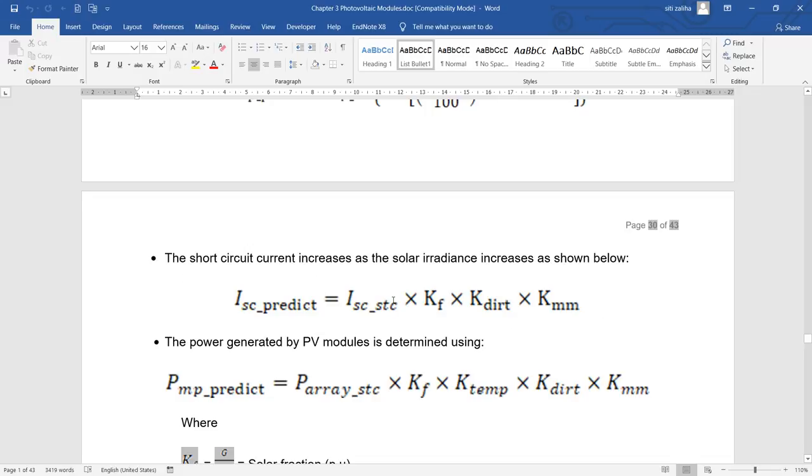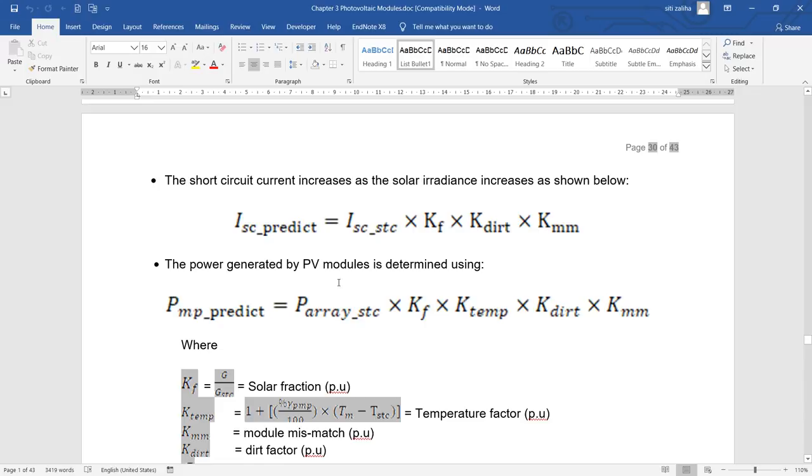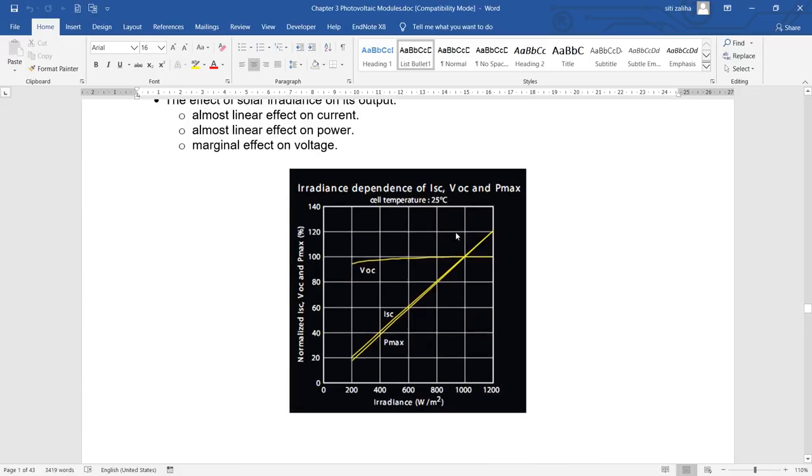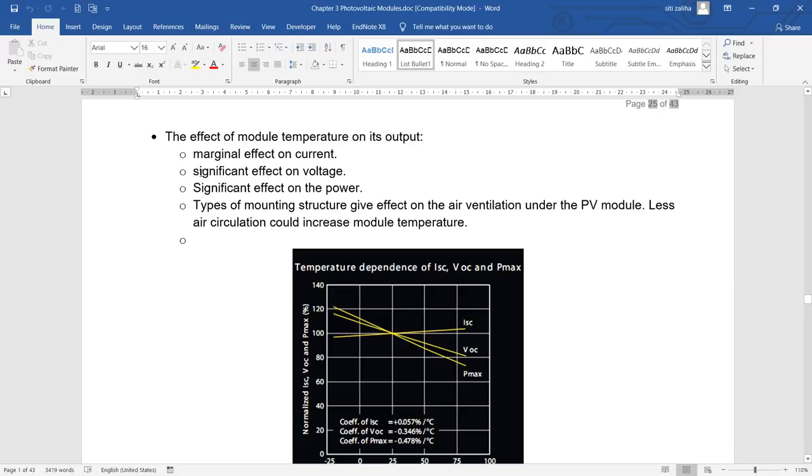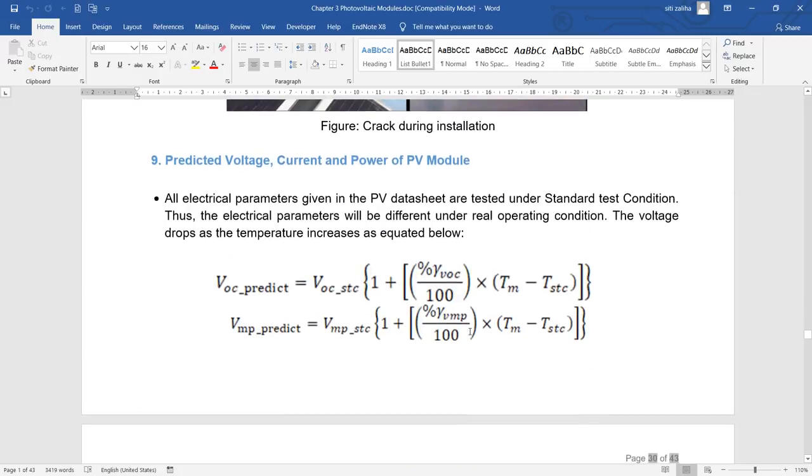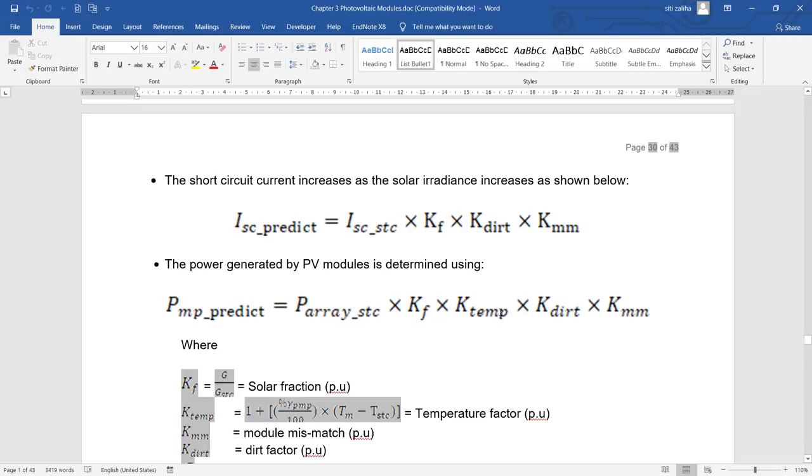So why in this equation don't we have the temperature factor? If you compare to the equation for power generated by PV module, PMP predict equals P array STC multiplied with the same losses, KF, K dirt, and mismatch factor for the power, but here we have the temperature factor. This is because when the temperature increases, it doesn't give a significant impact on the current. Remember the graph: when the temperature increases, it gives only a marginal effect on the current. That's why we don't include the temperature factor in the current equation. But for power, we have this temperature factor because when the temperature increases, it gives a significant impact on the power: the power will decrease.